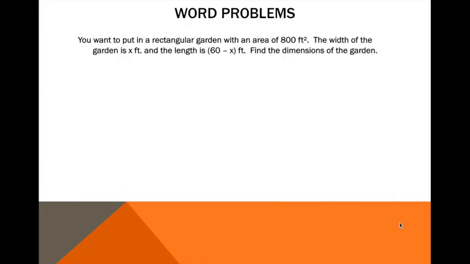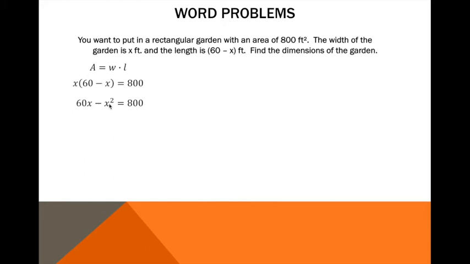Okay, word problems. You want to put in a rectangular garden with an area of 800 square feet. The width of the garden is x feet and the length is 60 minus x feet. Find the dimensions of the garden. Okay, so remember that our area is length times width or width times length. So x times 60 minus x equals 800. So I'm going to distribute my x. So x times 60 is 60x and x times x is x squared.